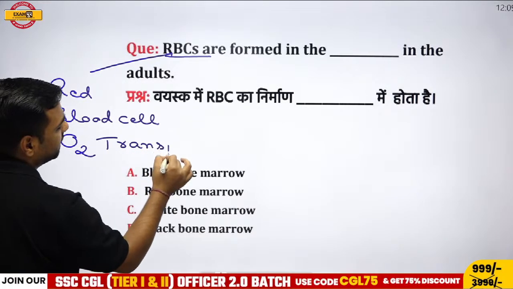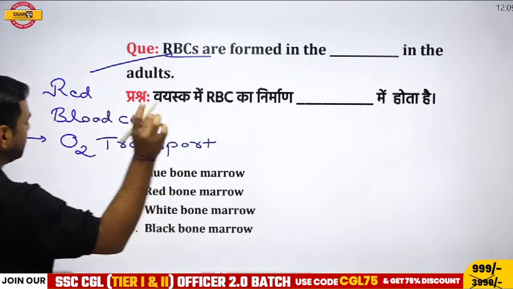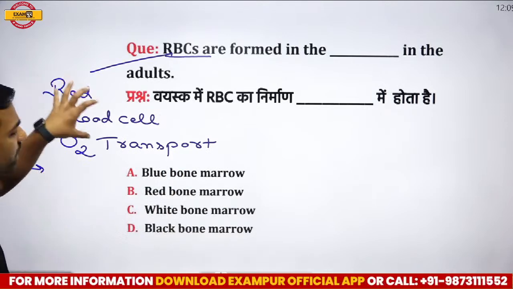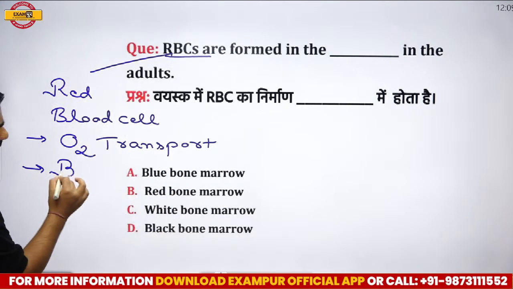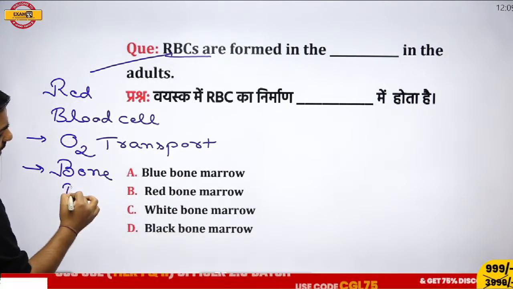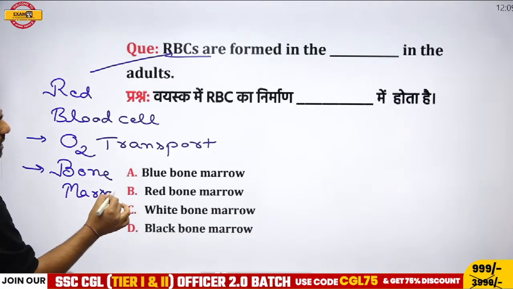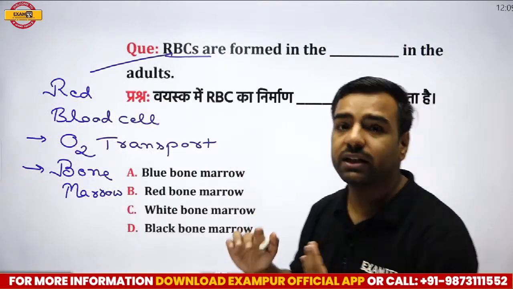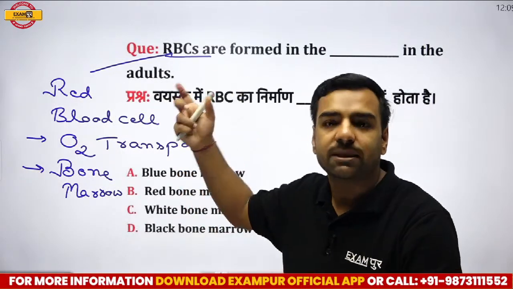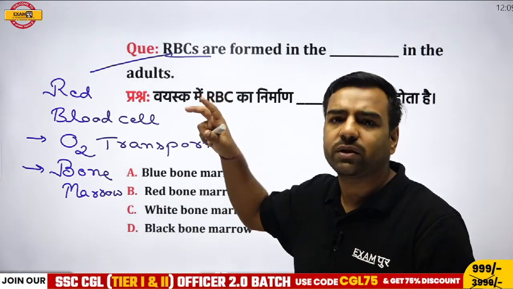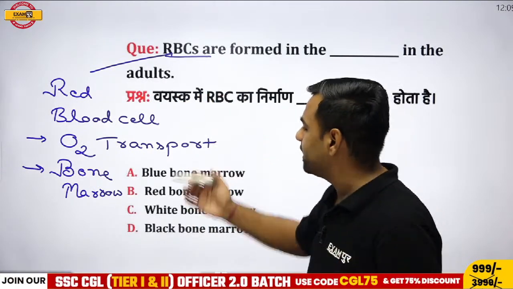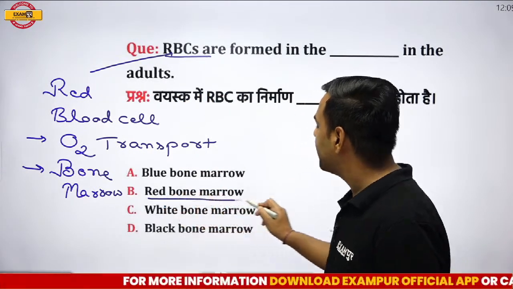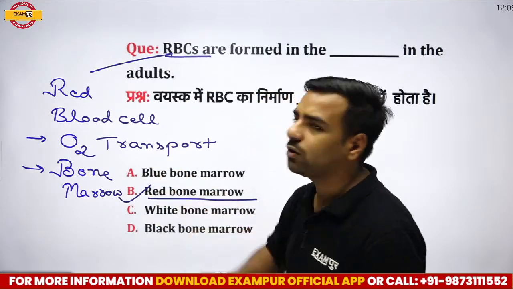That is, it helps in the transportation of oxygen, first thing. Now, where is it formed? It is formed in bone marrow. Obviously, for CHSL or MTS, only bone marrow would be sufficient. But if you are going for other examinations as well, for example CPO or CGL, the question can come on the next level where you have to say that red bone marrow is the location from where it is originating.